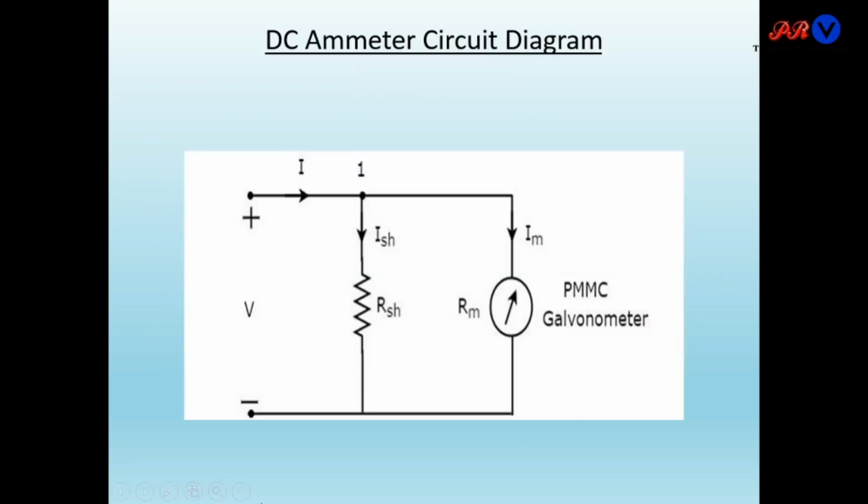This is the circuit diagram for the DC ammeter. The current to be measured is this I. We will apply the circuit whose current is to be measured at these two terminals. This is the shunt current ISH, RSH is the shunt resistance, Rm is the internal resistance of the galvanometer, Im is the current passing through the galvanometer.